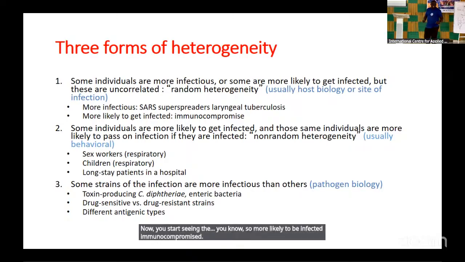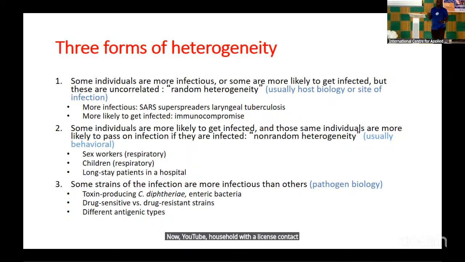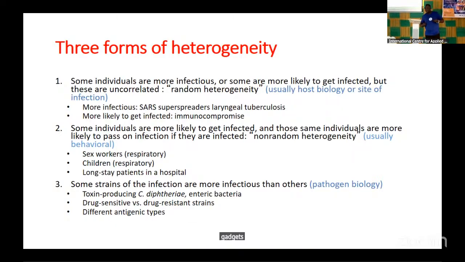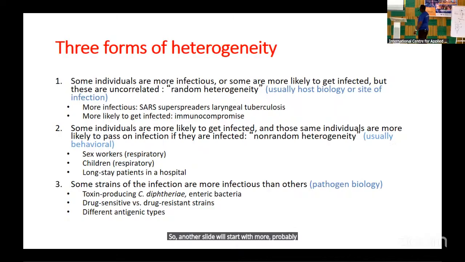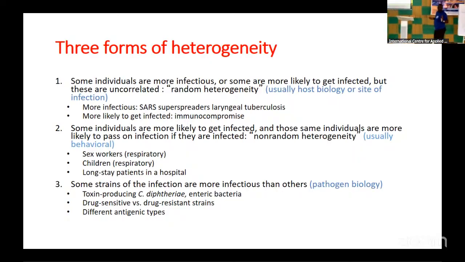Some are more likely to be infected, for example the immunocompromised. If you have an underlying disease, such as heart issues or diabetes, you can take the infection very fast because the immune system is already down. That is why for such people you have to be very careful. Number two is that some individuals are more likely to get infected, and those same individuals are more likely to pass on infection. This is not random heterogeneity; it is usually behavioral.